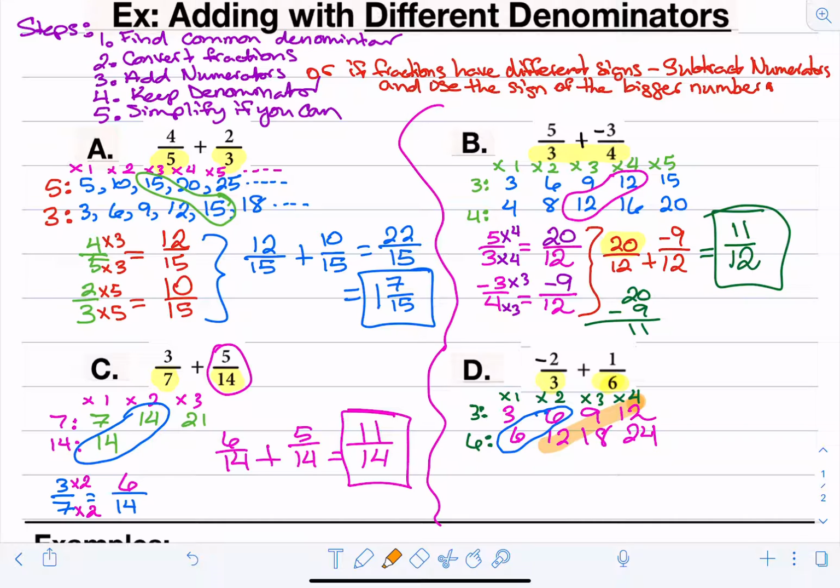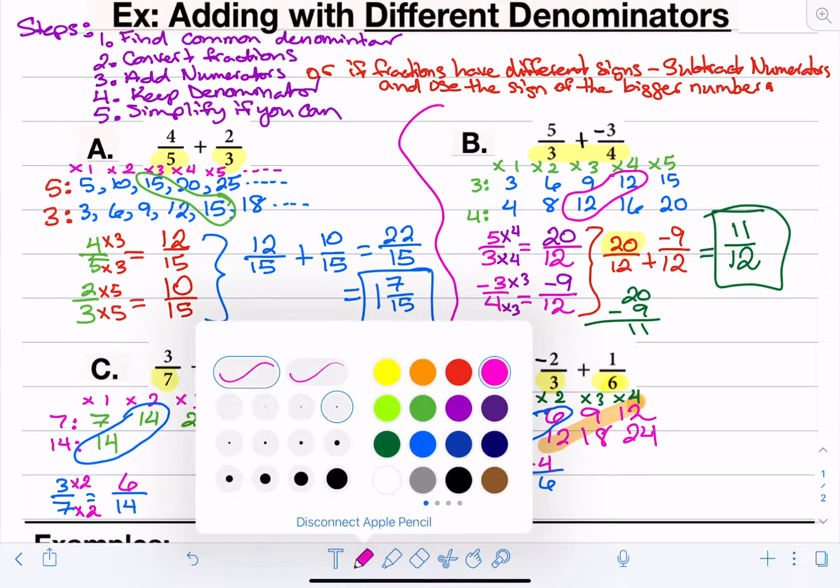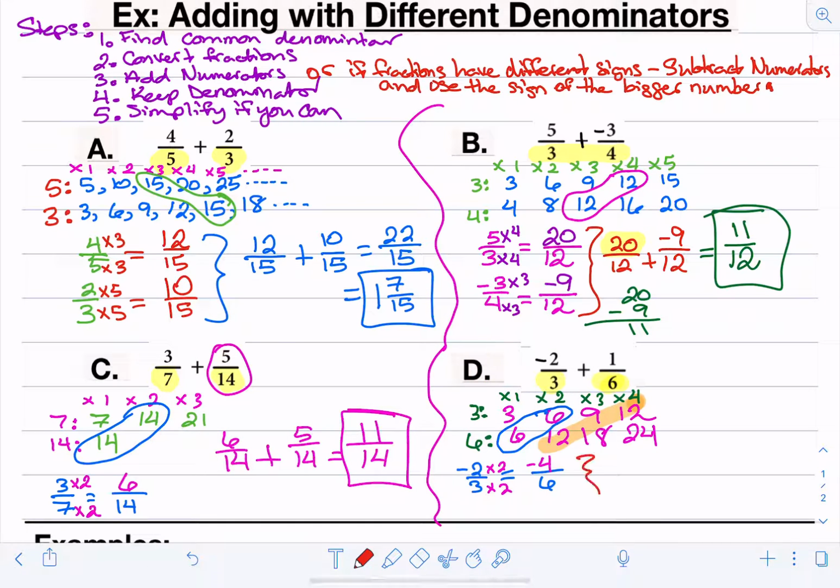Now that we have that, we can go ahead and convert our fractions. So let's do negative 2/3. We need to turn that so that it has a 6 on the bottom. So what do we do to that 3 to make it into a 6? Well, we multiplied it by 2. So whatever I did at the bottom, I'm going to do at the top. And 2 times 2 is negative 4. For 1/6, it already has a 6 on the bottom, so it's good to go. We don't have to do anything. And our two fractions are going to end up being negative 4/6 plus 1/6.